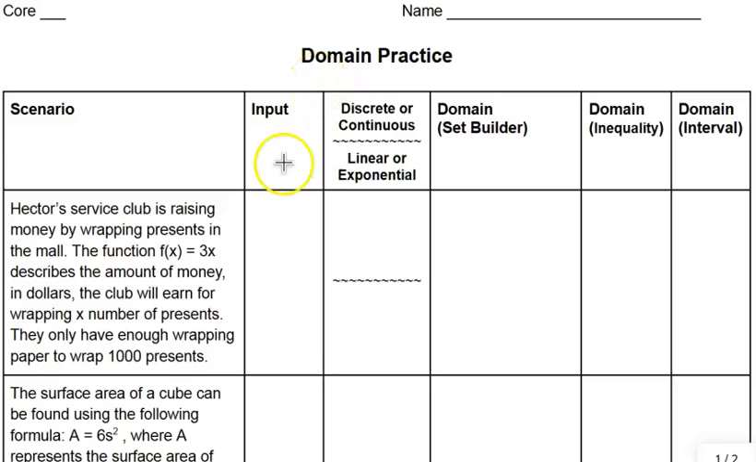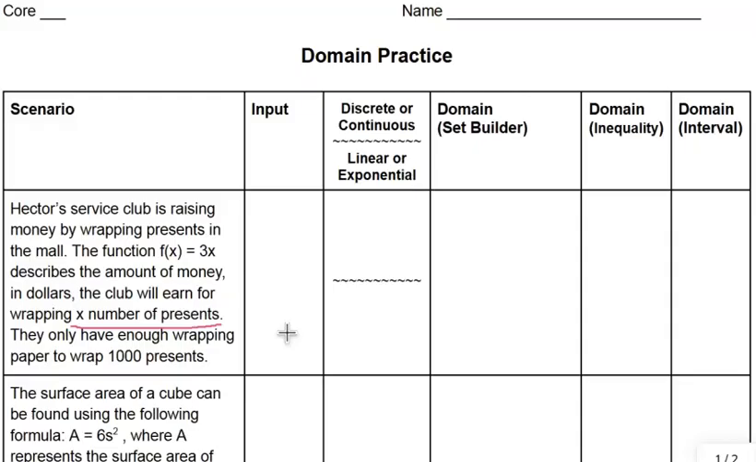Okay, for this first question, it says that Hector's Service Club is raising money by wrapping presents in the mall. The function f of x equals 3x describes the amount of money in dollars that the club will earn for wrapping x number of presents. They only have enough wrapping paper to wrap 1,000 presents.